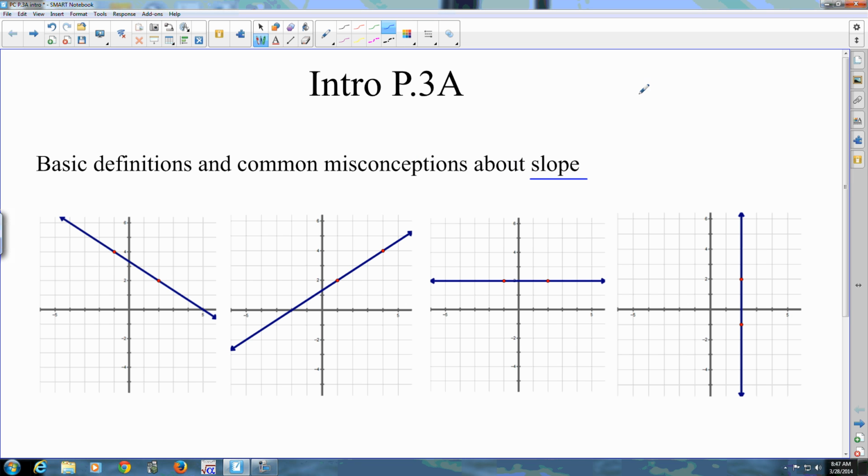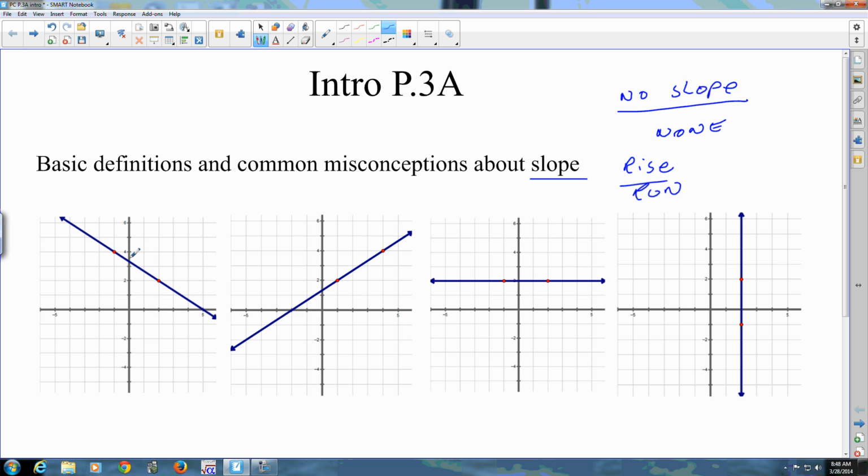All lines have slope. It's a little frustrating to hear kids continue to say that something has no slope. That's not true. It's kind of frustrating, I'm sure, for you if you see someone that can't spell. Every line has slope. There's no such thing as a line has no slope, or to say that it has none. That's not true either. All lines have slope. The basic definition of slope is rise over run.